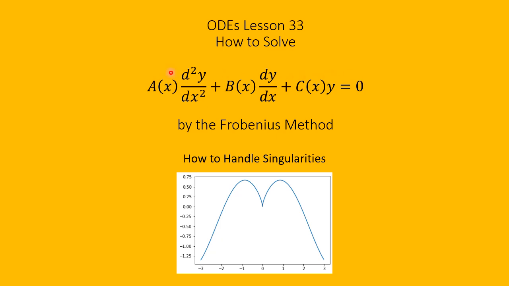If we look at this, we will notice that it is a second order differential equation because we have a second derivative here, first derivative here. Instead of constant coefficients, we have functions, a of x, b of x, and c of x. And we want to solve the homogeneous equation that a of x times the second derivative of y plus b of x times the first derivative of y with respect to x plus c of x times y equals 0.